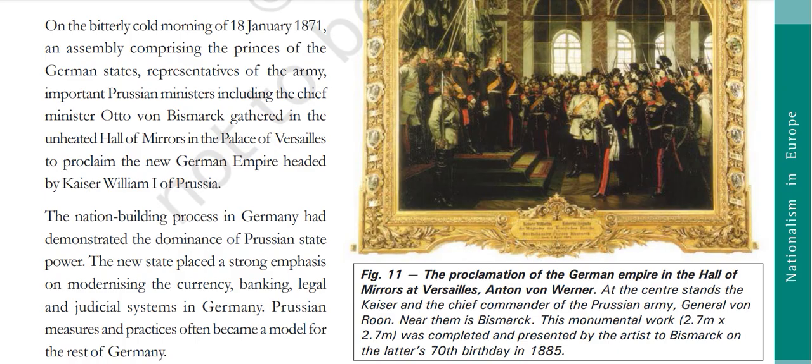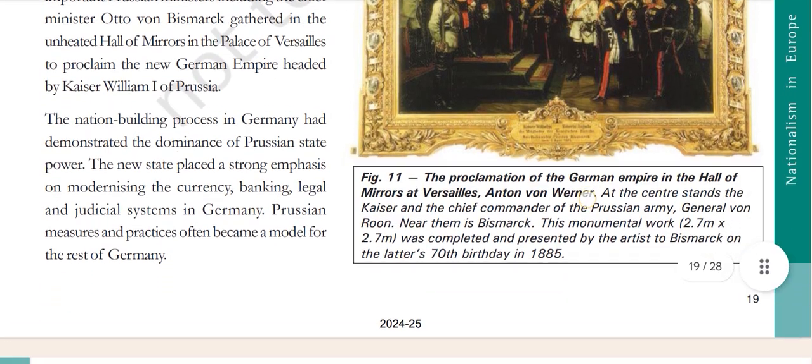The nation building process in Germany had demonstrated the dominance of Prussian state power. The new state placed a strong emphasis on modernizing the currency, banking, legal, and judicial systems in Germany. Prussian measures and practices often became a model for the rest of Germany.